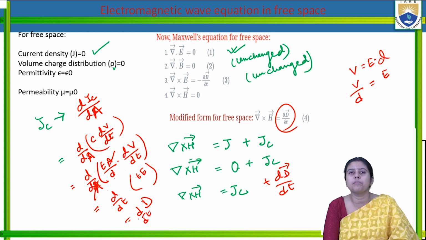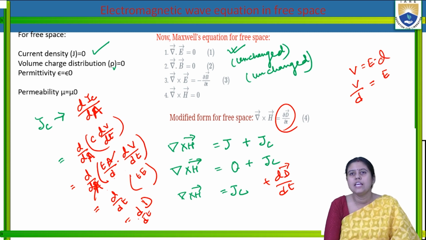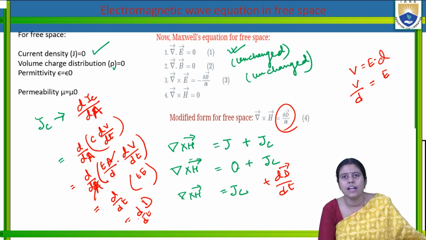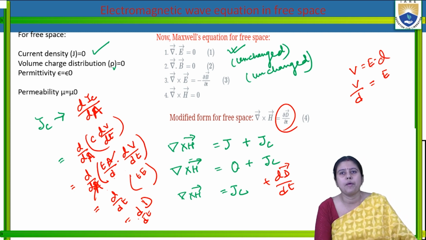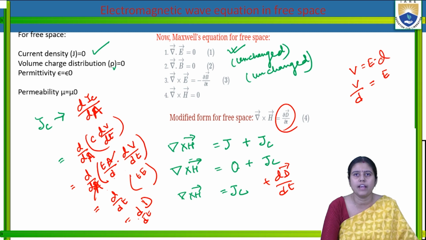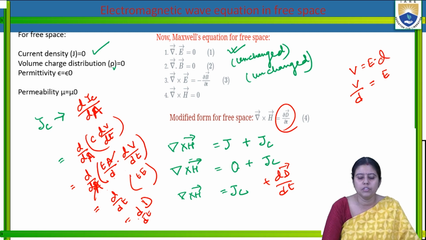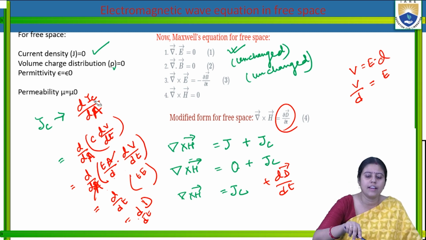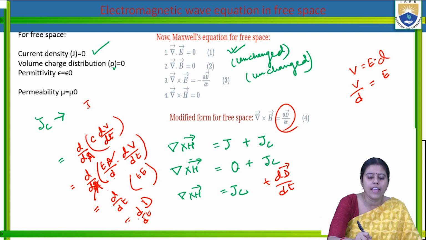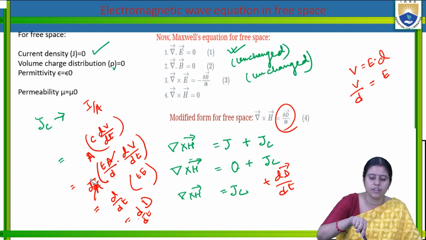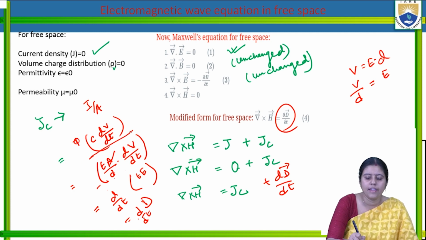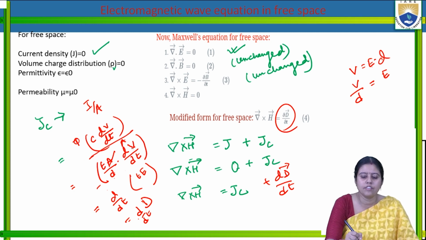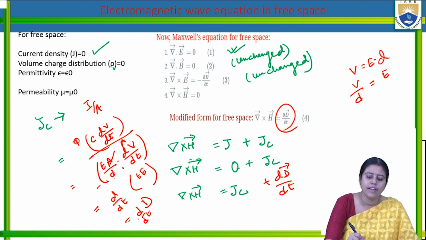Now what is the meaning of the current in a capacitor? C dV by dt. Now what is the value of C? Epsilon A by d into dV, or we can just write here current by area. No need of writing di by dt. We can write here I by A. Then it will be easy for you. So here C is equal to epsilon A by d, into A.